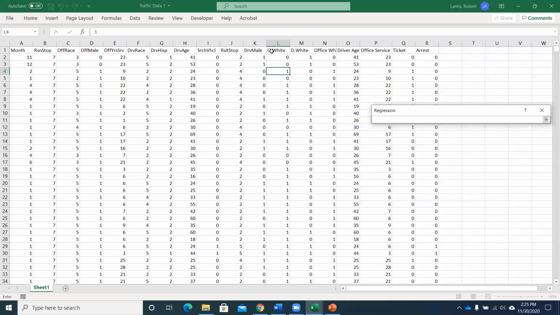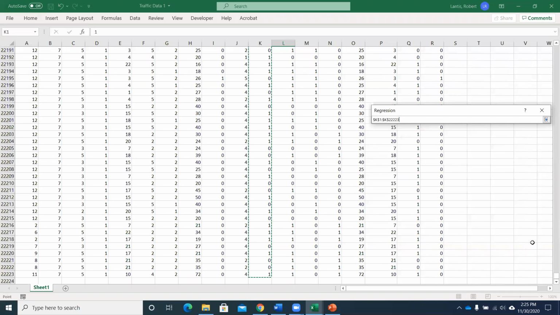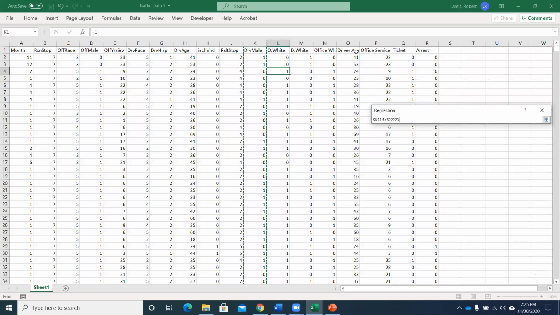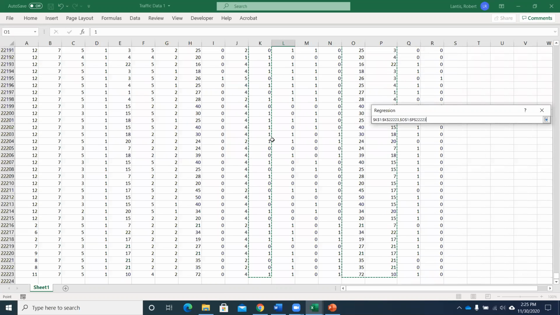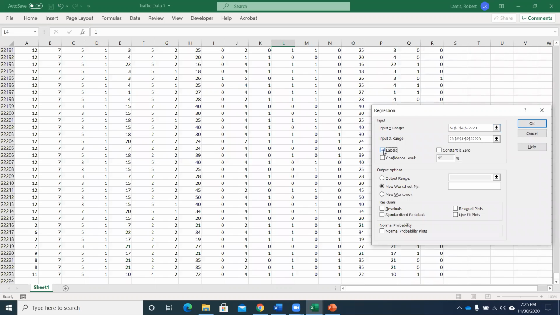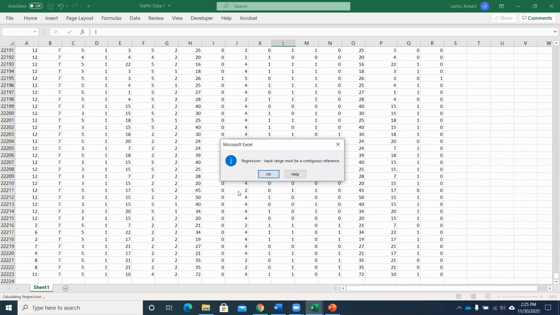For the X variables, I want to include whether the driver is male, so I'm going to select that column. But then I'm also going to try to select the driver's age and the officer's years of service. So it looks like I've selected those 3 variables, right? And I want to run this regression. I selected the labels. I'm going to put this on a new worksheet. I'm good to go. I hit OK. It gives me an error, okay?